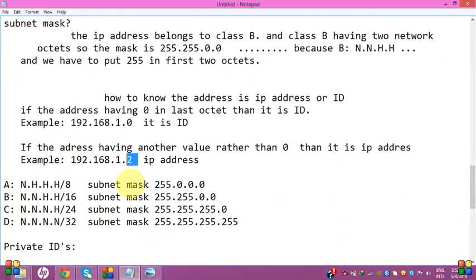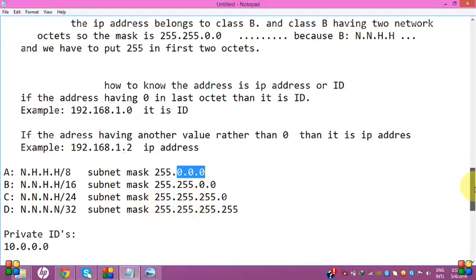Okay, so I put the value for the network: all the bits are on, so I put 255, and in the host portion all bits are off, so I put 0. Then I replace the zeros with the host portions. Similarly for class B, class C, and class D.